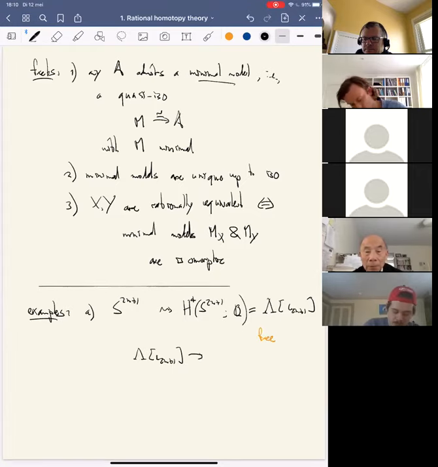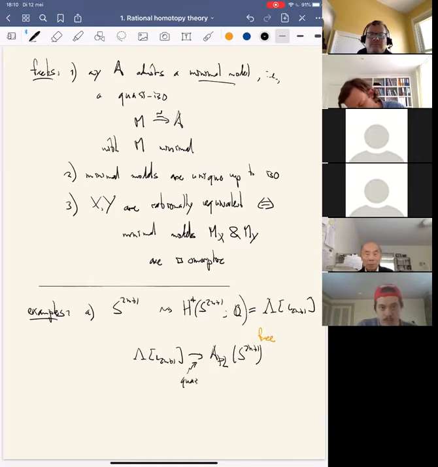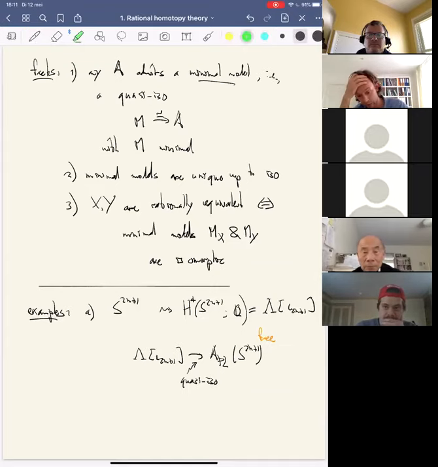From this into, well, any model for the cochains. So APL of S^{2n+1}. And this is a quasi-isomorphism. So in other words, this thing here is already a minimal model. So this is a minimal model for an odd-dimensional sphere. Right, so that's sort of the easiest possible case.